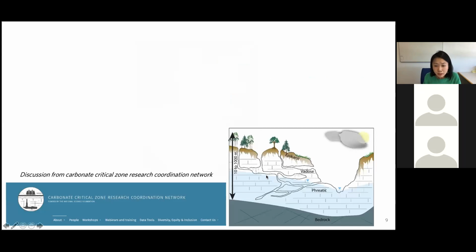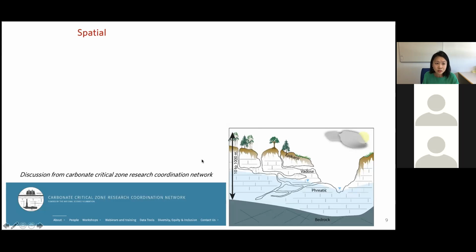There is a US NSF-sponsored Carbonate Critical Zone Research Coordination Network that was just established last year. I participated in this network and attended several of their workshops and a series of activities. There are many great and key scientific questions identified during such events.